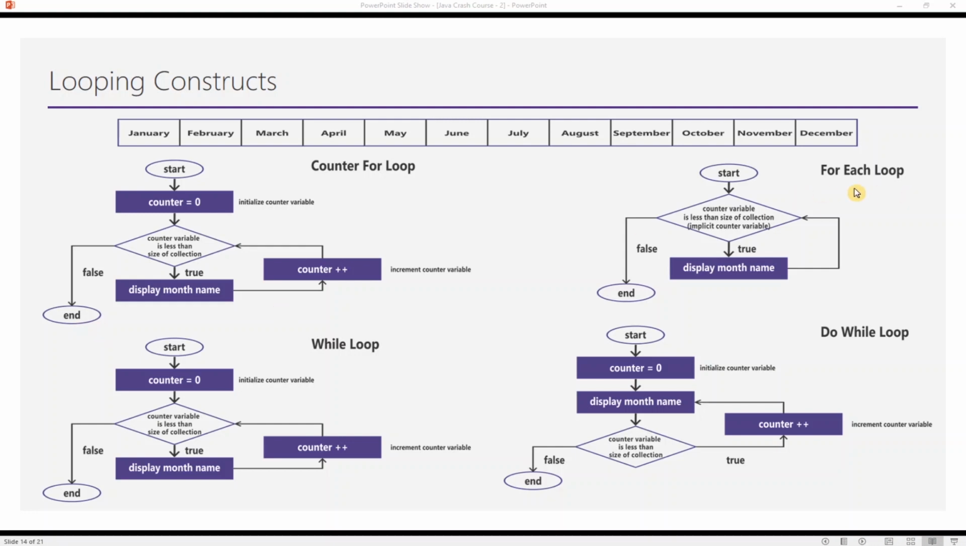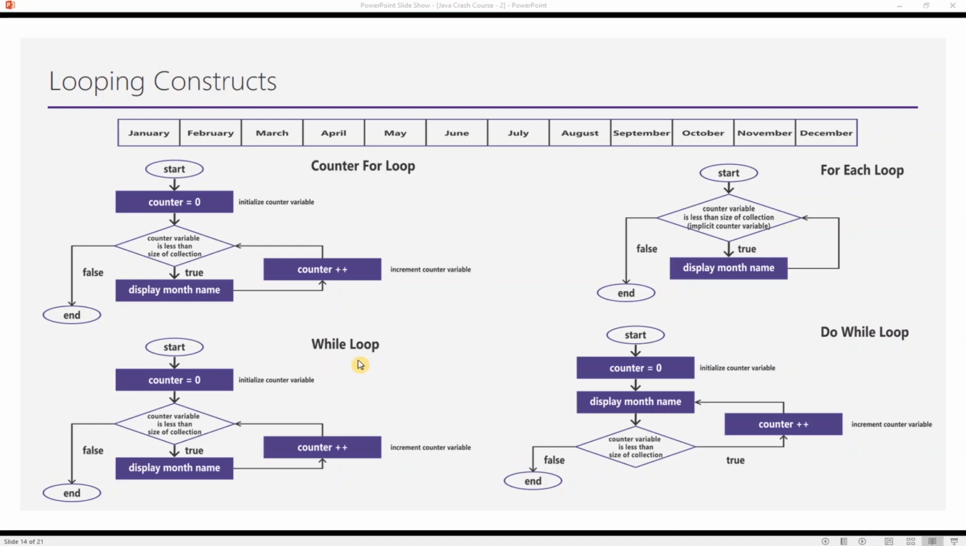Next comes the for each loop, and it essentially does the same thing as the counter for loop. The only difference is that in this case you need not track the index position of the array. We will be provided with the next element in the array each time through the loop by the for each implementation.